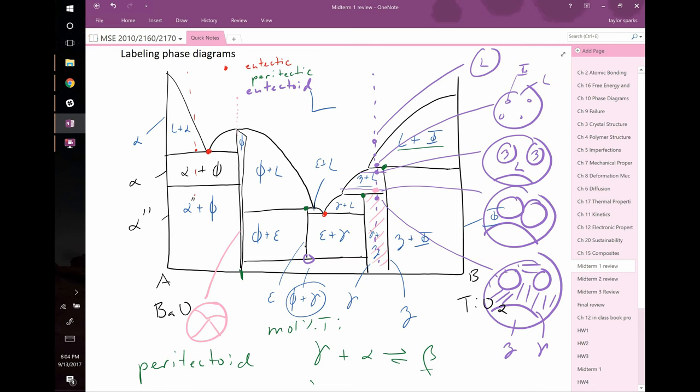Brad? Is there a way to tell what percentage is the pro-eutectic, what percentage is gamma? No, not in this class. Can you do that? Yeah, you can. In this class, you don't learn it. It has to do with the kinetics, and we barely touch kinetics as it is. We don't do it justice.